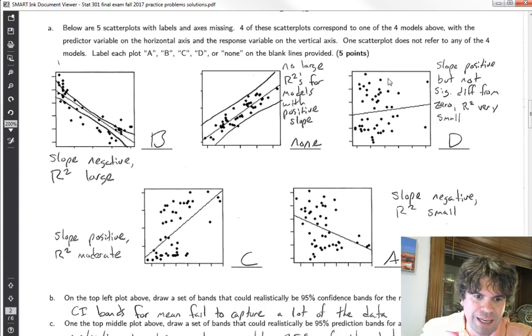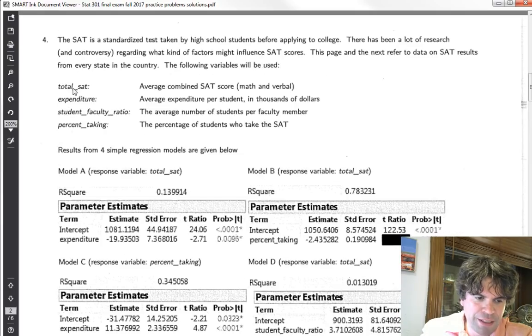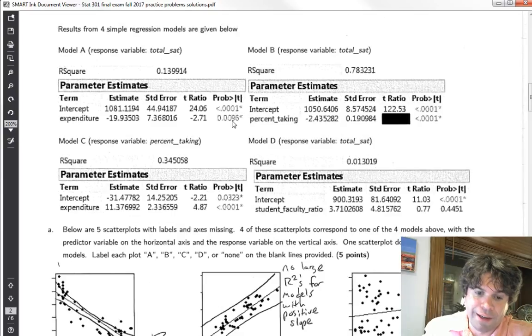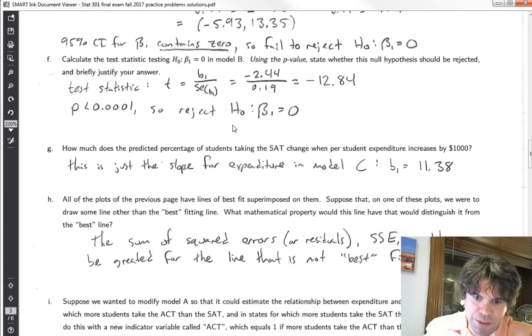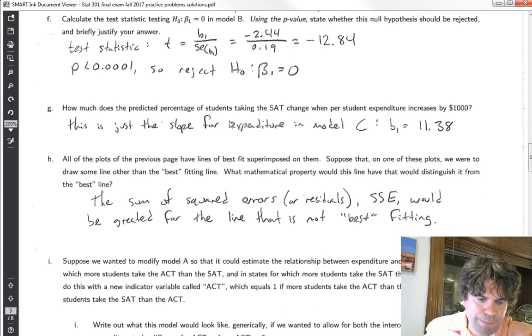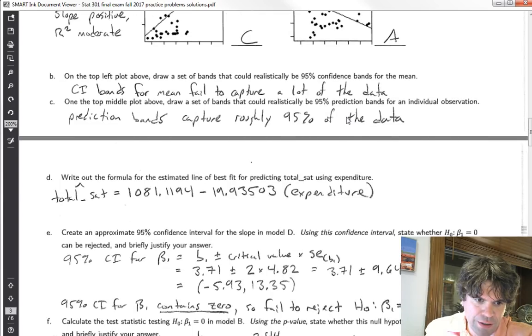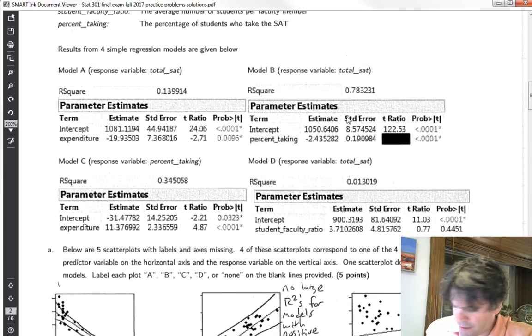Well, let's go up and take a look at how the variable is defined in the first place. Expenditure: average expenditure per student in thousands of dollars. So an increase of 1 in this variable called expenditure is actually an increase of $1,000 average expenditure per student. It's just the way the variable is set up. So we're talking about a slope, and we want to relate SAT to per student expenditure. So we've got to find the model that has that in it.